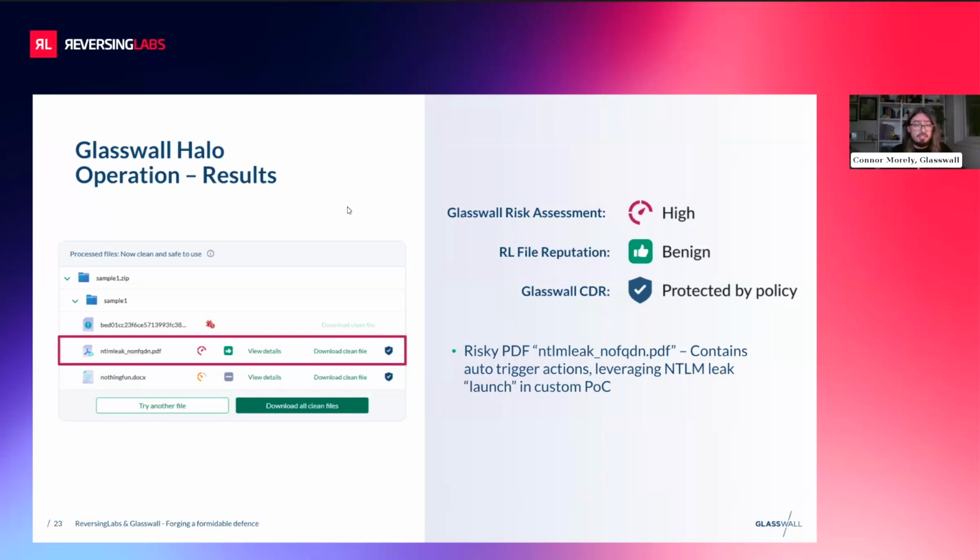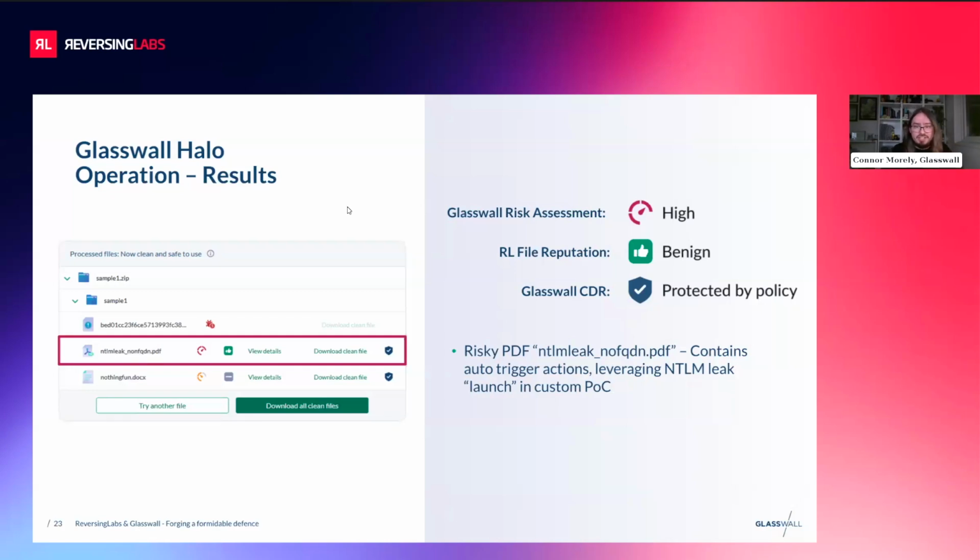So the Glasswall assessment for this was considered high, but again, the protection policy was there as well, and these active links, the external links and the open action, were automatically removed as part of the CDR processing. However, this was only to perform an external link to an SMB server in order to perform that NTLM leak. So although the use of both an open action and external link can be considered risky, it's not necessarily something which can be considered malicious by itself.